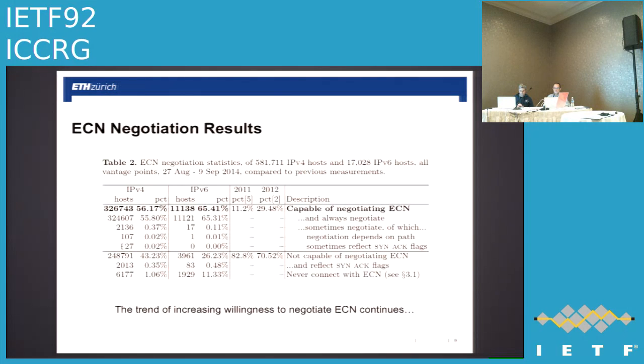If we go down here to the ones that are not capable of negotiating ECN, there are a few that have a peculiar malfunction where they reflect the flags. So you send a SYN ECE CWR, and it sends back a SYN ACK ECE CWR, which is either a broken ECN support in a TCP stack, or a middle box in the front that says, ooh, I see some flags that I don't understand, but I'm going to put them on the reverse flow anyway. So next slide.